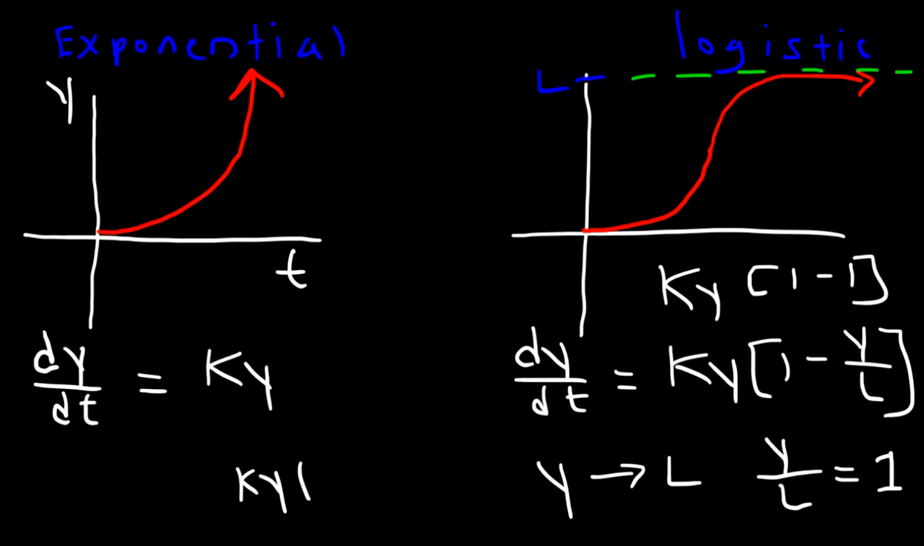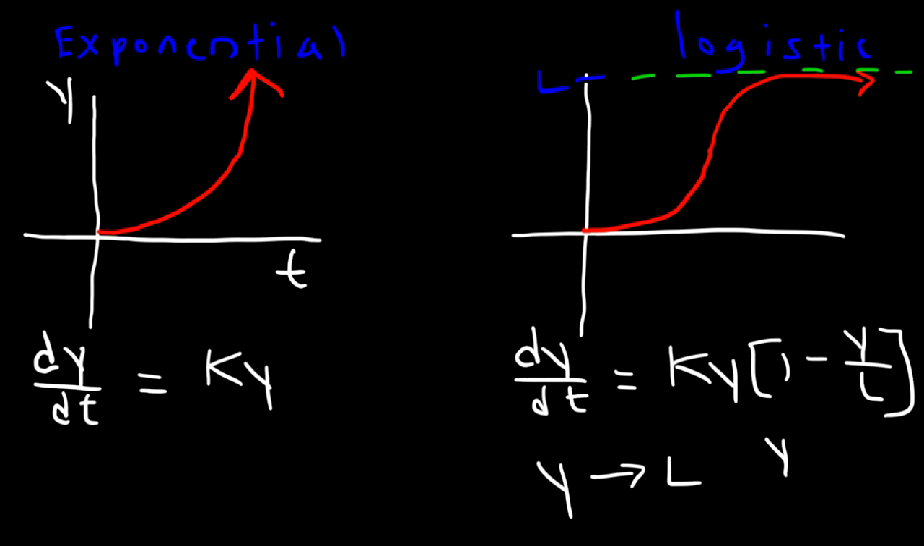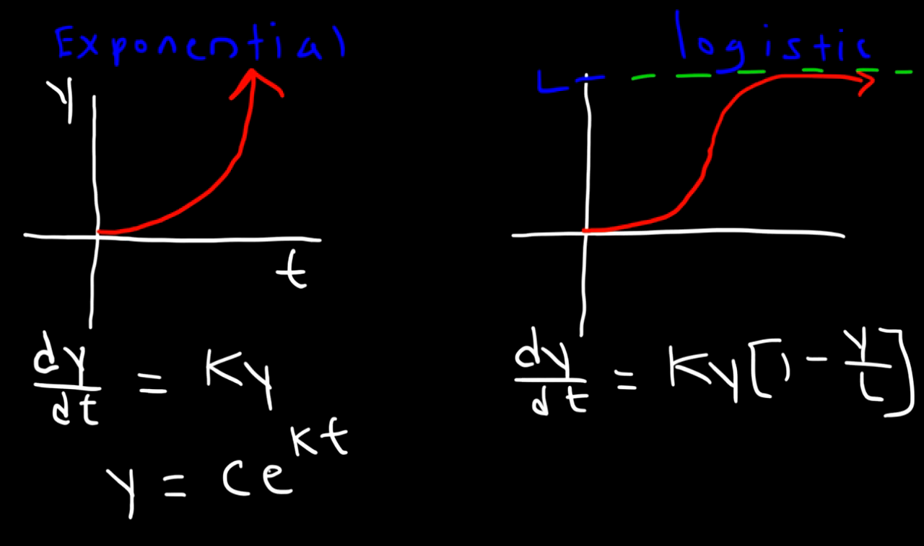Now the next thing you need to know is the general equations for these two types of graphs. For the exponential curve, y is equal to c e raised to the kt. This is the general solution. In terms of population, you can write it this way: P of t is equal to p initial e kt, where p initial is the constant c.